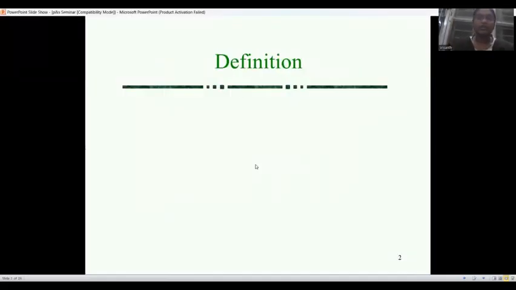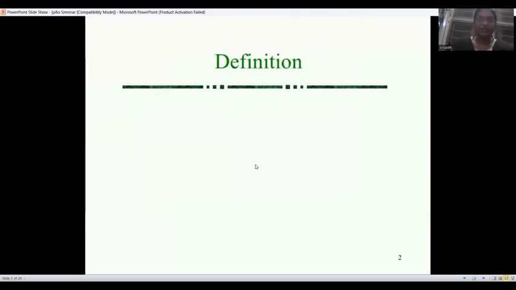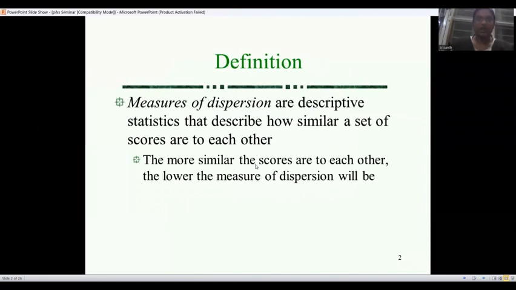Hello everyone. Now we are going to discuss dispersion in statistics. Now let us see the definition of dispersion.